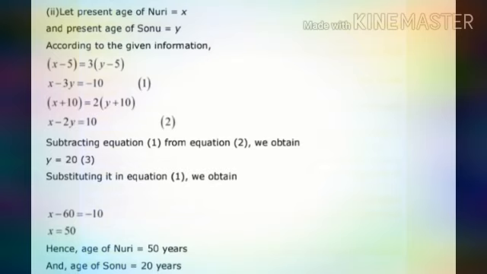So according to that they have formed the equation. Similarly, for the second equation, if the age of Noori is x, then 10 years later it will be x plus 10, and the age of Sonu will be y plus 10, and in that case they have given twice. So they have formed equation number 1, x minus 3y is equal to minus 10, and the second equation is x minus 2y is equal to 10.